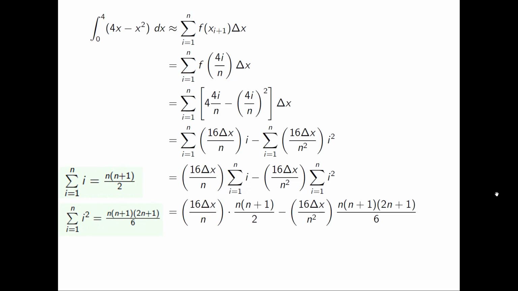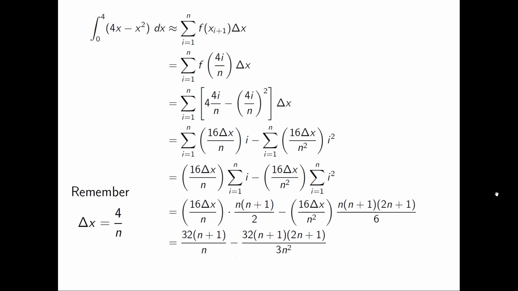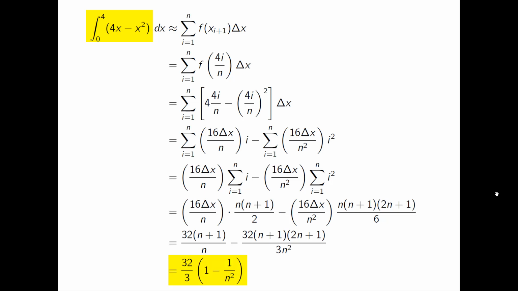Just a reminder of what those properties are. And so instead of sums we can write them in terms of n, and then we get a bit of simplification to get to here. Okay, and we can simplify one more time and we get to here. Don't worry too much about the simplifications, I've done those for you. So we get that the area under the curve, the integral from 0 to 4, is given by 32 over 3 times 1 minus 1 over n squared. We can put in any value of n and find what that is.